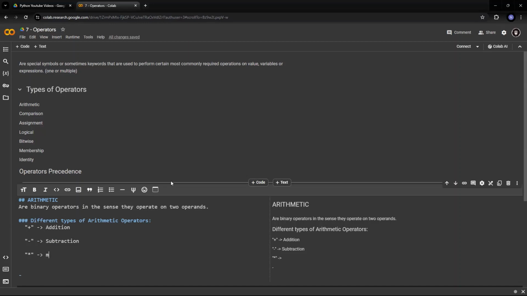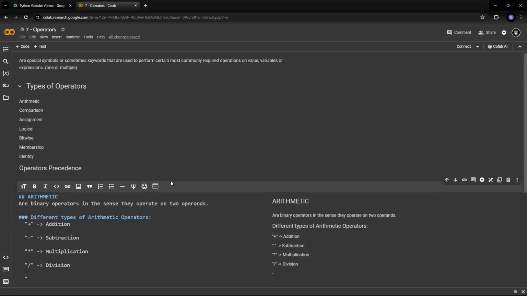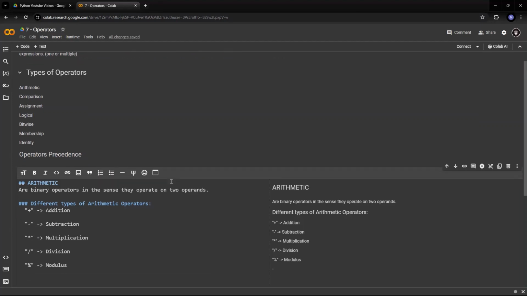So this is multiplication. Yeah, so the star symbol is a multiplication symbol. Forward slash is a division symbol. You have a percentage symbol, which is modulus. Then we have double star, which is exponent.